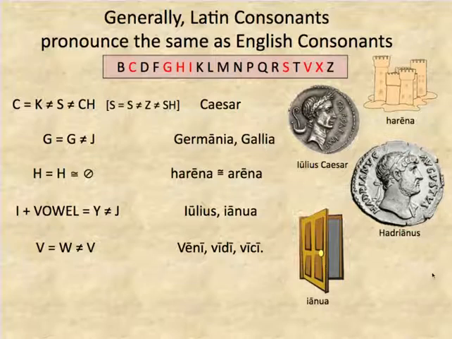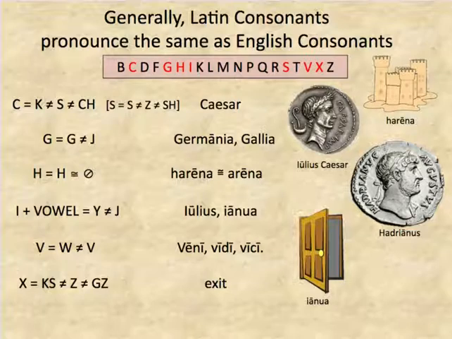So the last letter over is X. X is always pronounced like a KS. That's really what it is, like a K and an S stuck together. X. It never makes the Z sound like in English xylophone, and it never makes the GZ sound, like sometimes in English you'll hear people say exit. Well, in Latin it's always a KS sound. So it's exit, exit. All right.